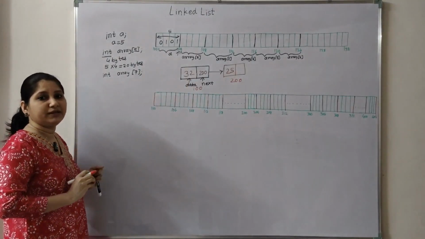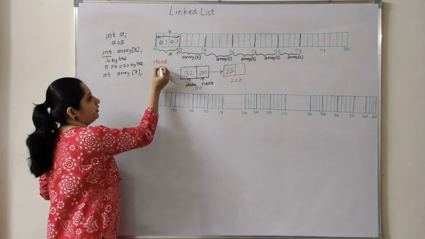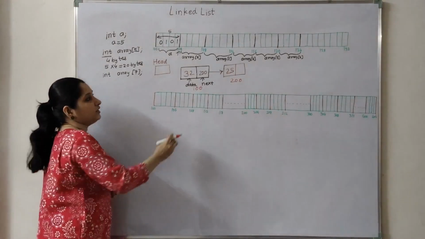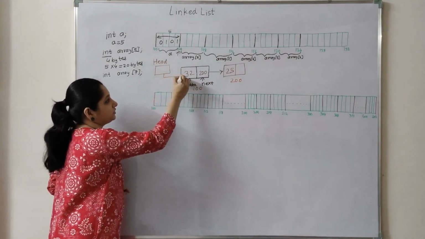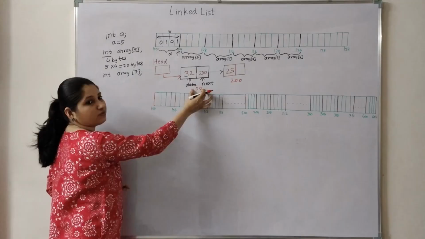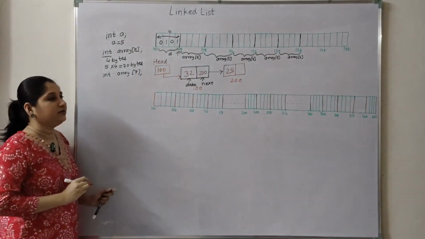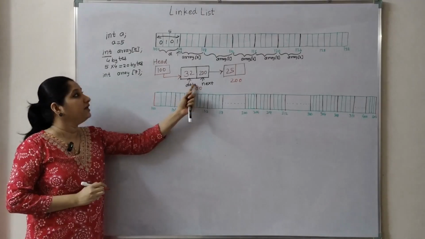In case of a linked list, we are maintaining the head pointer. So this is called the head pointer, and in that head pointer we are storing the address of our first node. That is the concept of a linked list. And what is the address of our first node? That is 100. So it will indicate that the linked list will start from this location, 100.